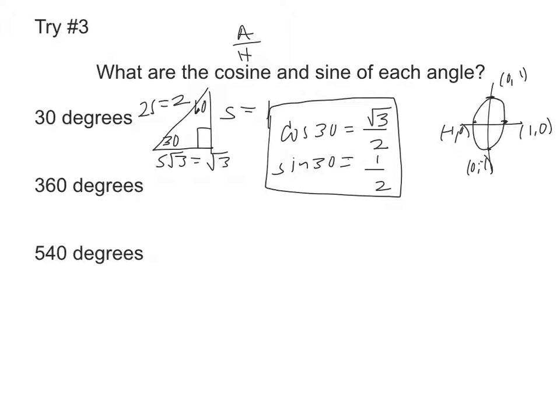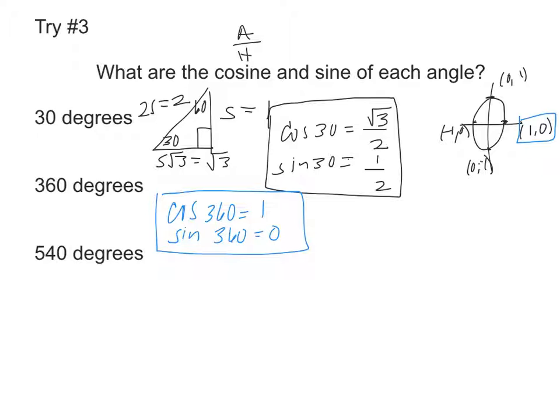All right. Looking at 360 degrees, it goes a full revolution. And so we're then looking at this ordered pair, 1, 0. So the cosine of 360, remember cosine is the x value, so cosine of 360 is 1, and sine of 360 is equal to 0.